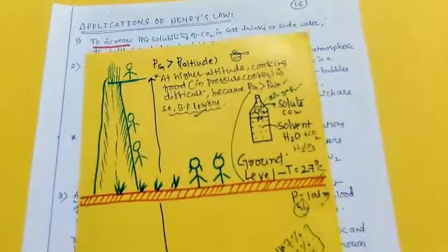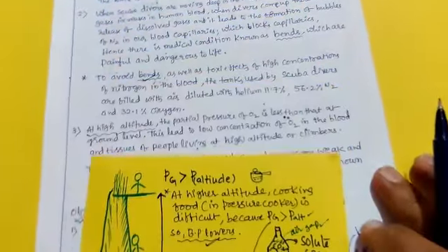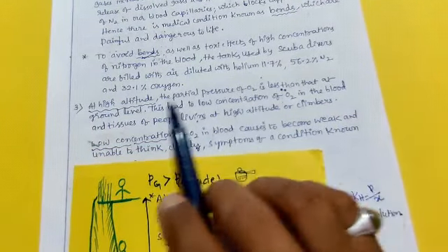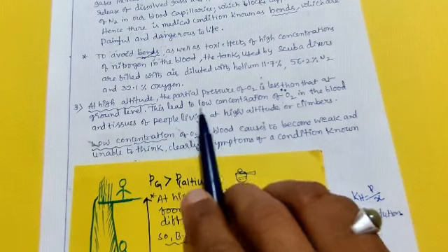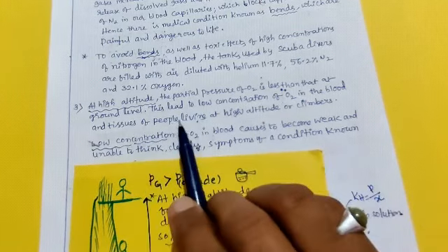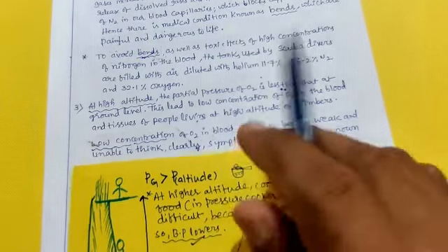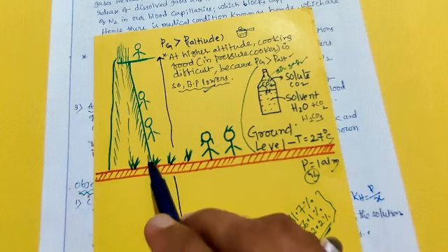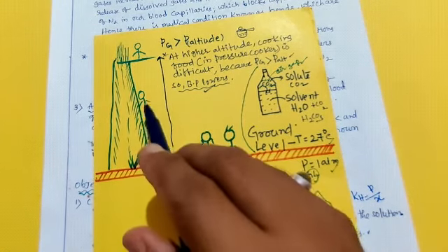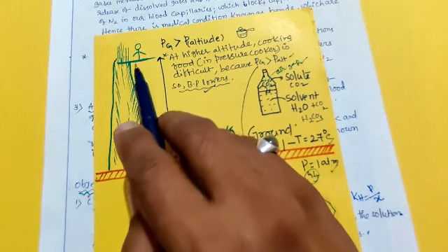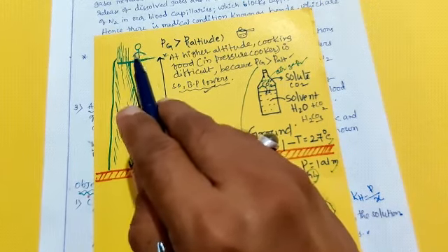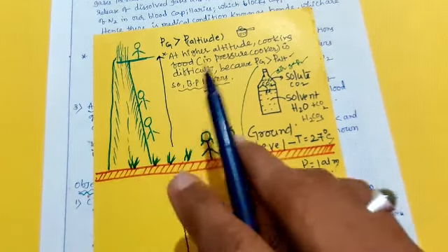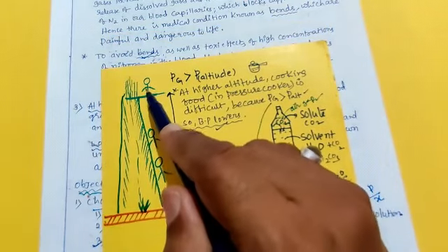Okay, students. Then see one more application of Henry's law. That is the third one: at high altitude, the partial pressure of oxygen is less than that at ground level. This leads to low concentration of oxygen in the blood and tissues of people living at high altitude and climbers. See here, it is a very important example. This is from ground level to upside. These are the climbers moving upward like in the Himalayas. At this position, the dissolved oxygen in blood is very less. That's why people at high altitude cannot think properly.